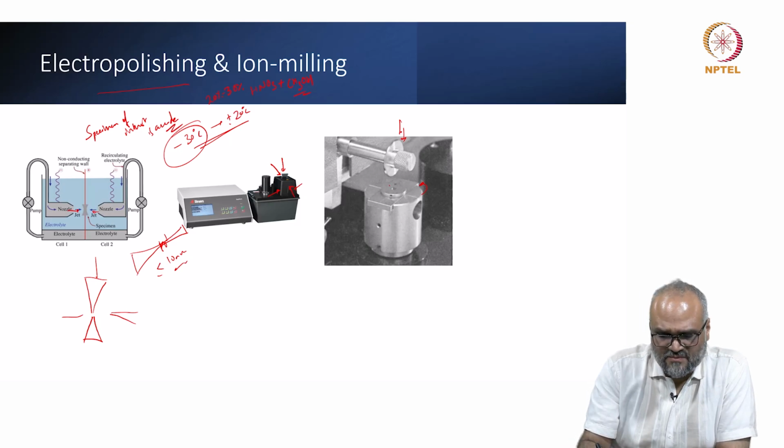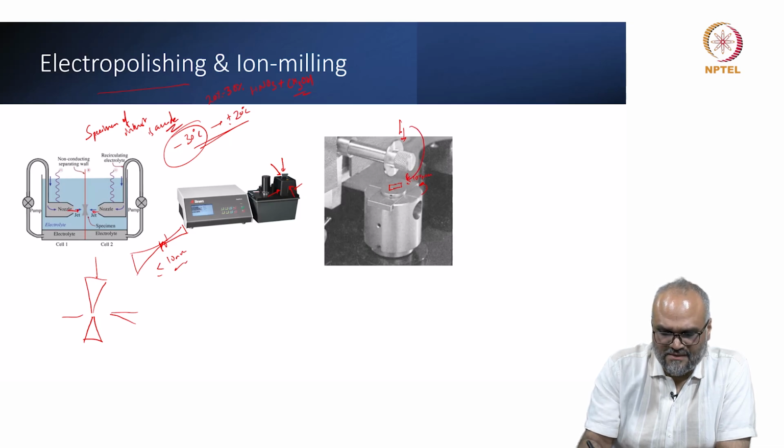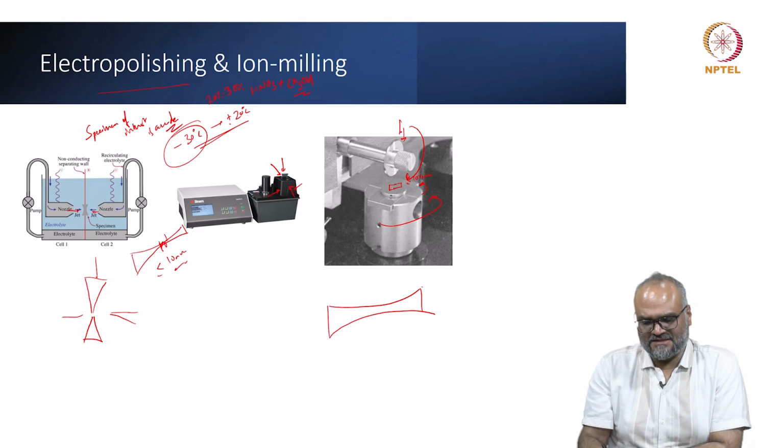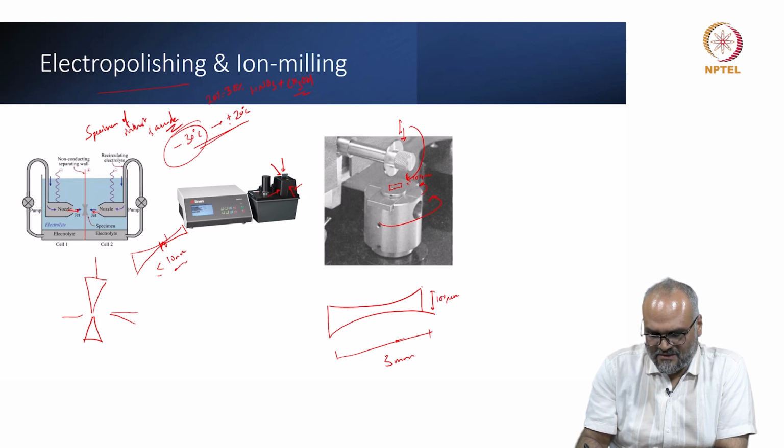So you place a very small 3 millimeter disc which is having a thickness less than or equal to 100 micron here, and with the rotatory motion of these two, you are essentially creating a small dimple shaped specimen in the cross section like this. And here the thickness is 100 microns or lesser, and in this region your thickness is less than or equal to 20 microns.